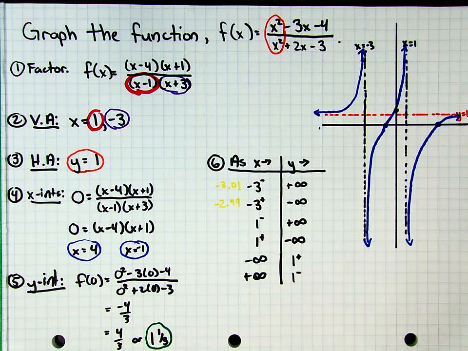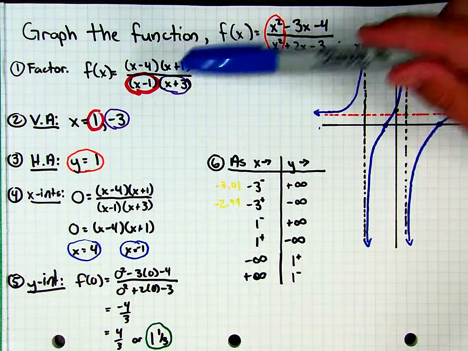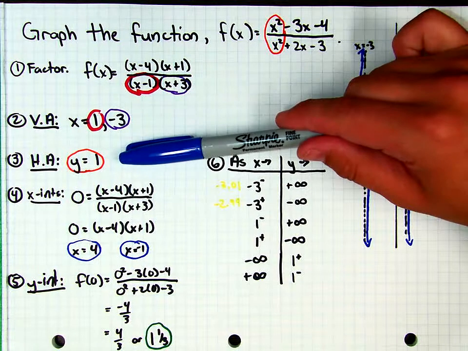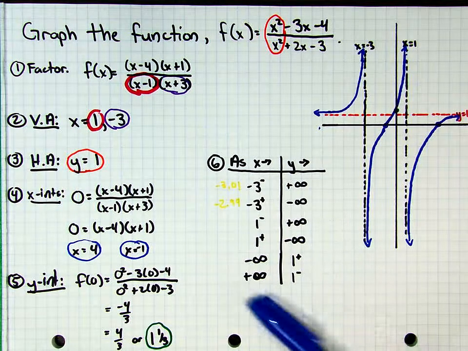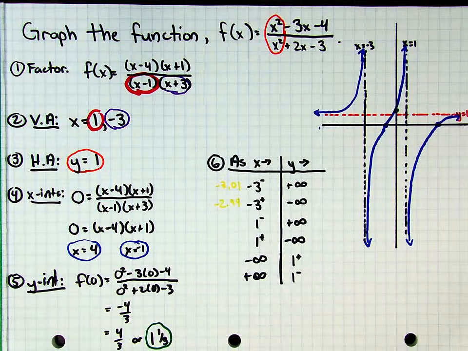So these are the steps you always want to go through. Factor it if it needs to. Find the vertical asymptote, the horizontal asymptote, the x and y-intercepts, and then you figure out what's happening near the asymptotes, both vertical and horizontal.